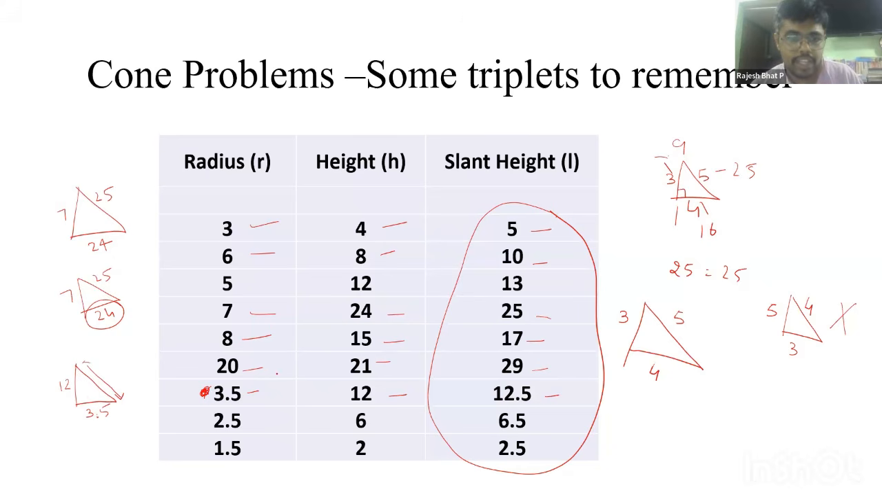You can easily remember this. It is how much? 12.5. Same way, 2.5, 6 and 6.5. This is nothing but the half of this one. See, 5, 12, 13 gives 2.5, 6, 6.5. And in the same way, also remember this 1.5. This is half of the first one. See, this also is a triplet. If you can remember this, it will be very handy when you solve the problems.